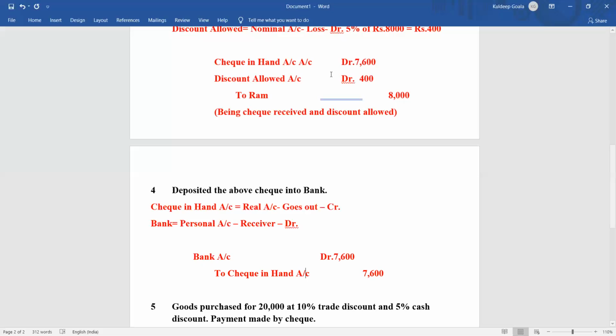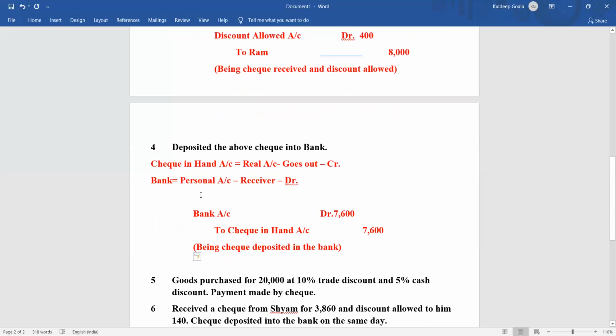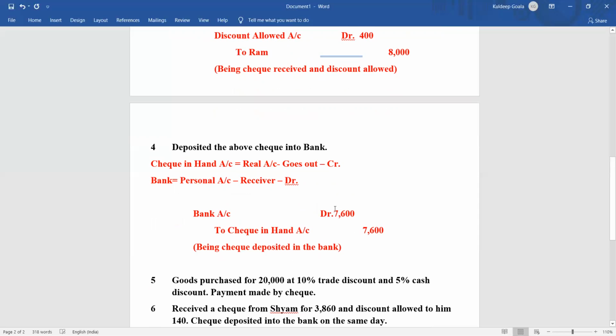Now what will happen with the narration? Being check deposited in the bank. Okay. This is how your transaction will appear. Just give a little space so that you can easily understand the differences.